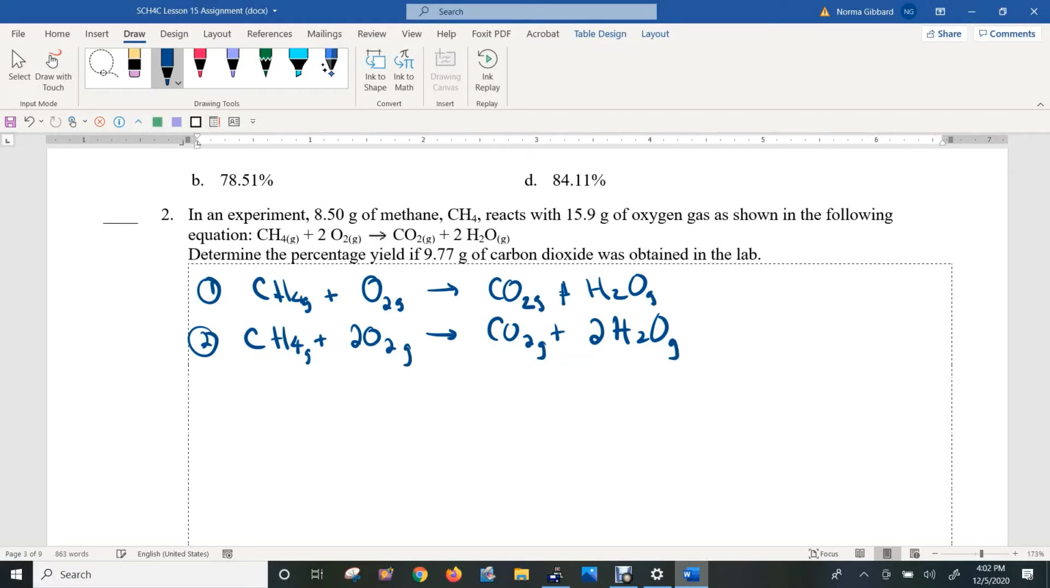All right, now, the first thing you want to do after that is to determine the limiting reagent. So I'm just going to put out here limiting reagent so we know what we're doing. And this was the balanced equation. And this was the unbalanced equation.